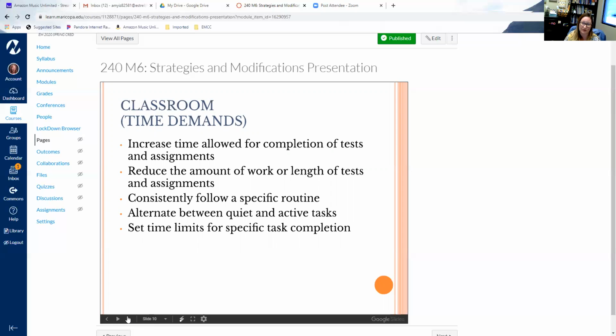Do we need to reduce the length of that assignment or reduce the amount of work? So for example, with a math assignment, if everybody has to do 25 addition problems, maybe they only do 10 of those addition problems to show that they understand that concept. Do we need to make sure that they have a very set routine and that we don't change from that, or we have a plan for transitioning between that routine? Do we need to alternate types of activities so that it's quiet versus active? And then do we need to give a time limit?